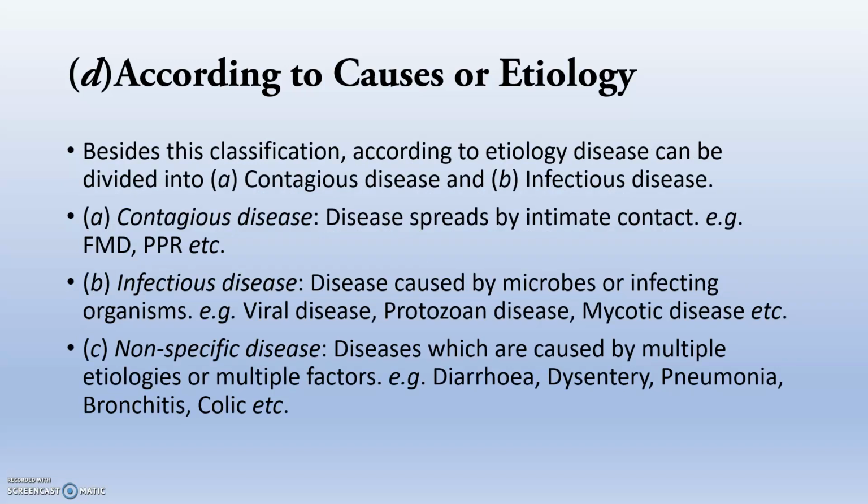Based on this classification according to etiology, disease can be divided into two, that is contagious disease and infectious disease. Contagious disease is spread by contact, that is contagious, contact. So FMD, PPR and all, they are contagious diseases. Next is the infectious disease, caused by microbes or infecting organisms. Viral disease, protozoan disease, mycotic disease, all are caused by infectious organisms.